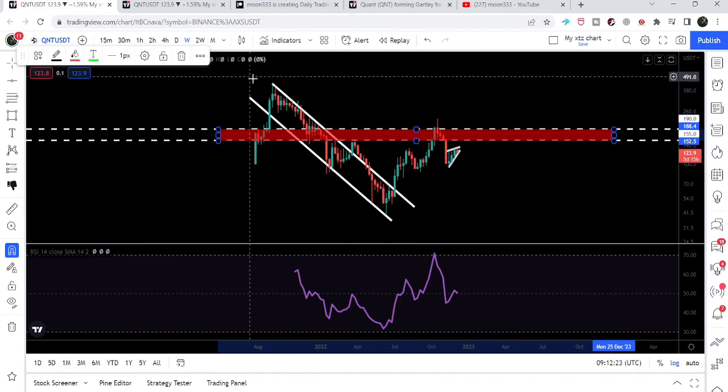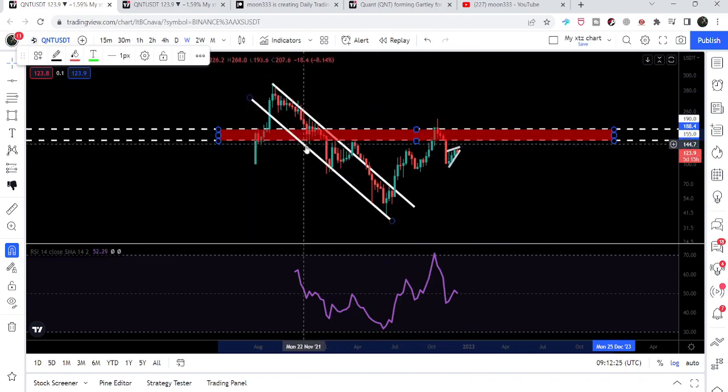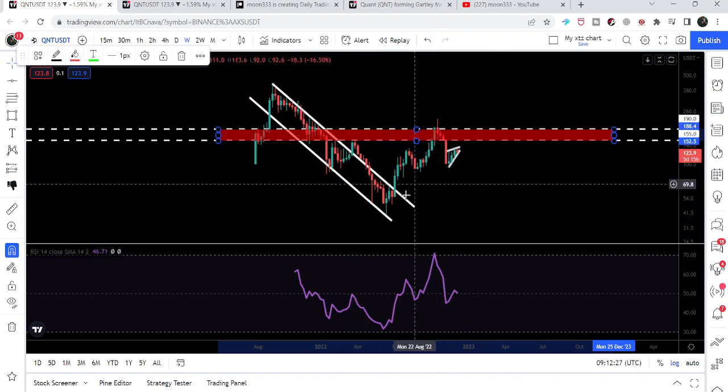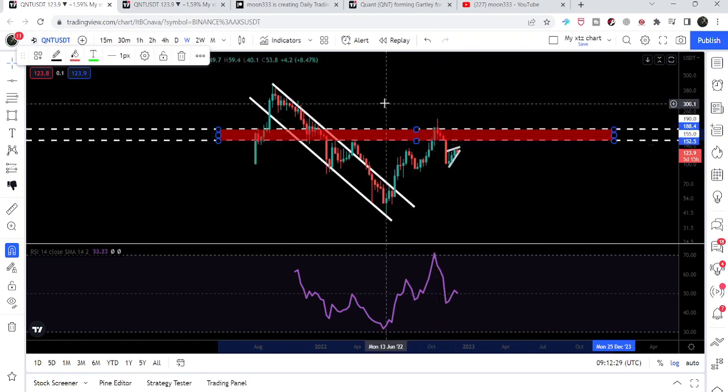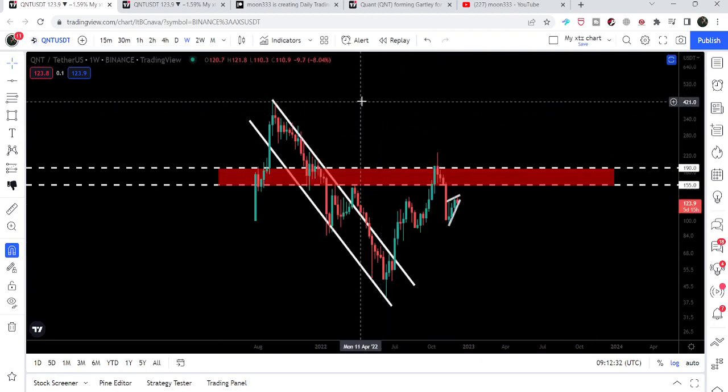And the final target for this bigger down channel that is still due after this breakout, even though we have rallied more than 450%, but so far this target is due, that is here at the top of the channel, that is approximately at $430. So this was the update so far.